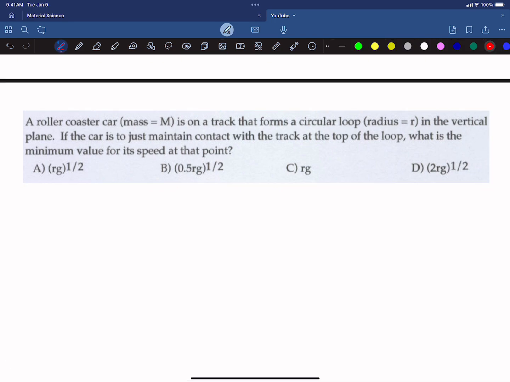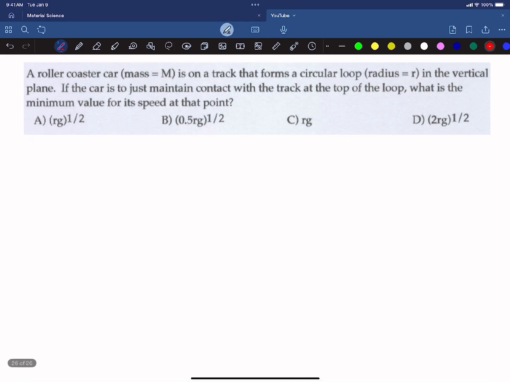A roller coaster car with mass m is on the track that forms a circular loop with radius r in a vertical plane. If the car is to just maintain contact with the track at the top of the loop, what is the minimum value of its speed at that point?